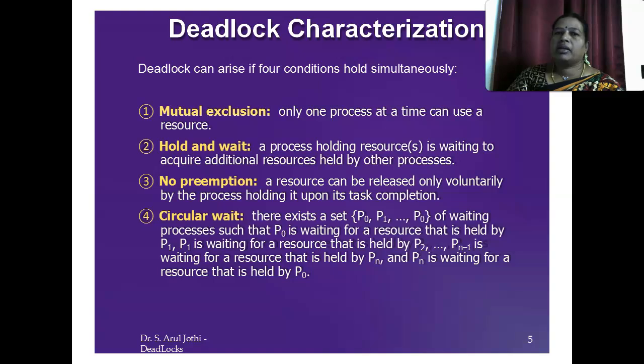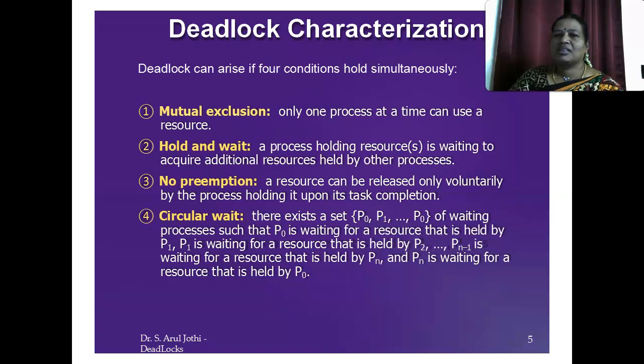Deadlock can arise from four conditions, mainly mutual exclusion, hold and wait, no preemption, and circular wait. In mutual exclusion, only one process at a time can use a resource. That is, mostly we have to use non-shareable resources. Hold and wait: a process holding resources is waiting to acquire additional resources that are held by another process. And no preemption: a resource can be released only voluntarily by the process holding it upon its task completion.